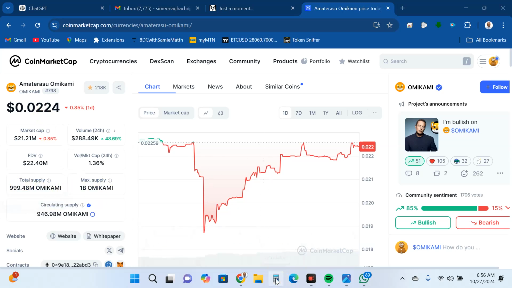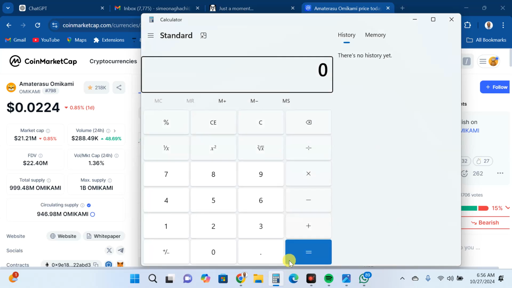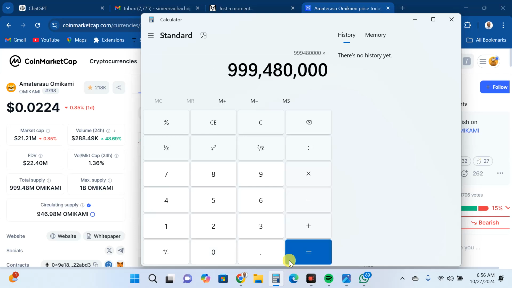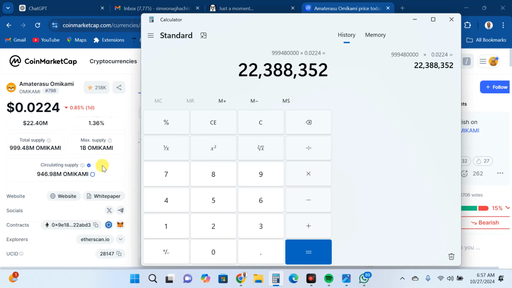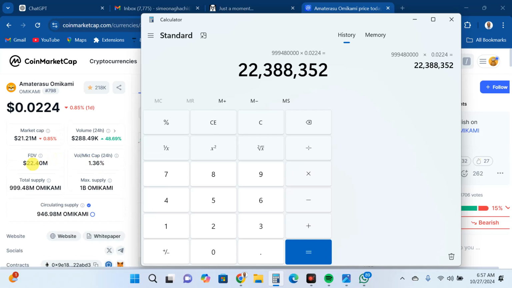So let's pull up our calculator. What we have is 999,480, then 000, of course, multiplied by 0.0224. So you're going to have $22.3 million. Let's look at the fully diluted market cap here to see if we are correct. This is $22.4 million. The market actually fluctuates, so it can change even while you are calculating.